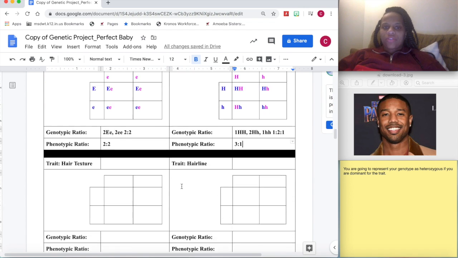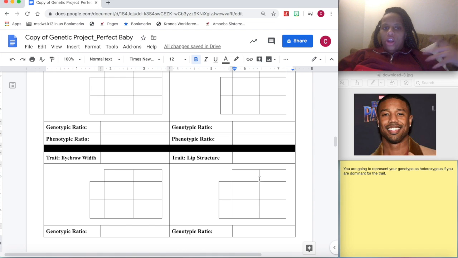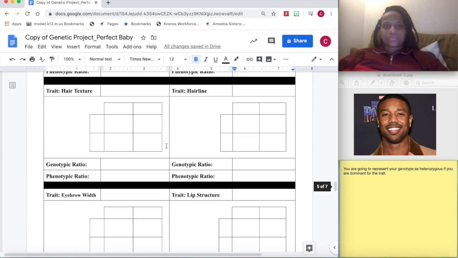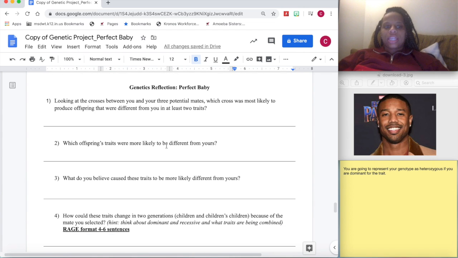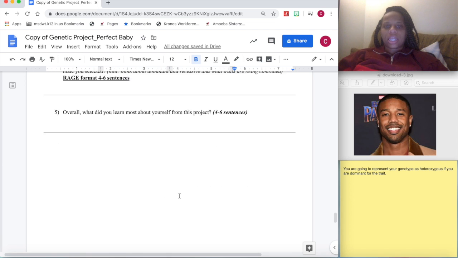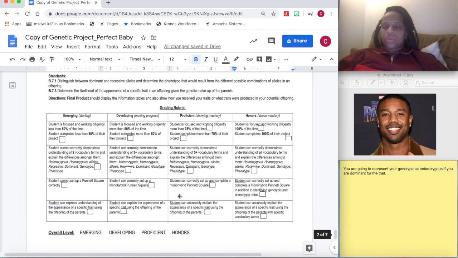And then you fill this information out for those traits regarding your one potential mate, because you are only doing one potential mate. So you don't have to do any of this. Down here, then you are going to answer these questions, number 1, 2, and 3. 1, 2, 3, 4, and 5, I apologize. And then from that, you are done with your project.